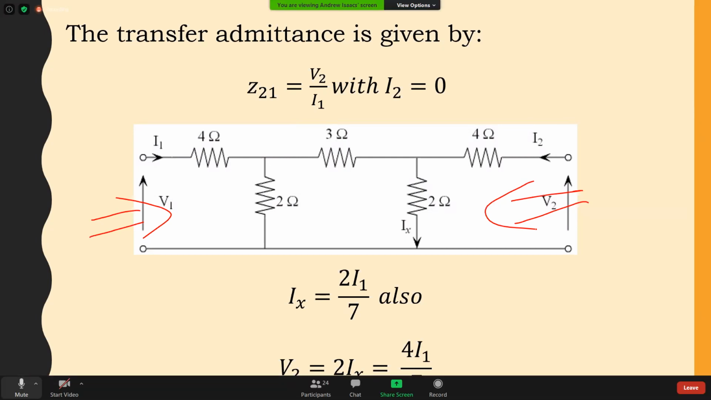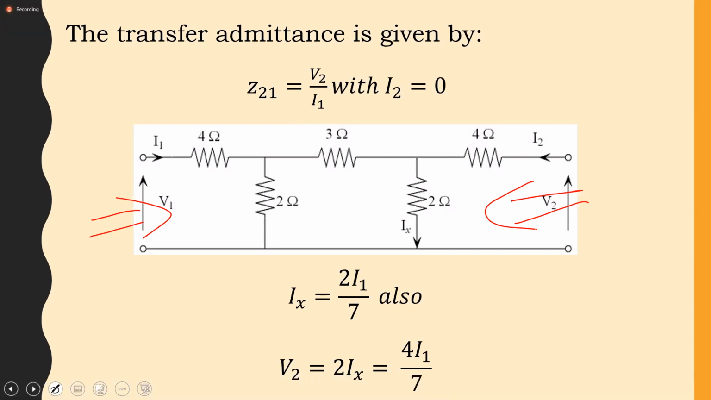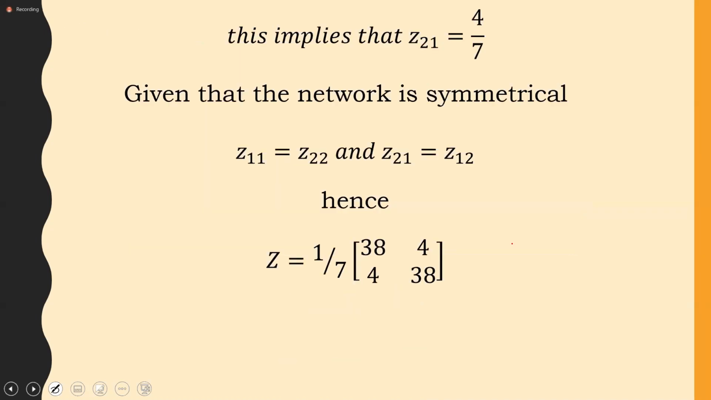All right. So whilst I showed you what a symmetrical network would look like, a symmetrical T and a symmetrical pi, this network as shown, whether I go this direction or this direction, the impedance would be the same looking from either end. So it means therefore that this network is symmetrical. If it is symmetrical, then Z11 would be equal to Z22, and also Z21 would be equal to Z12.